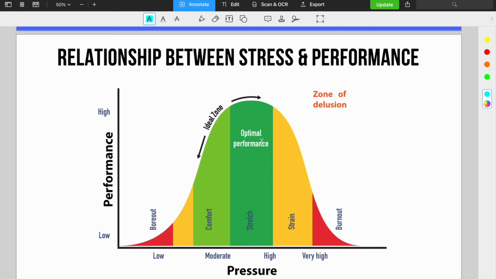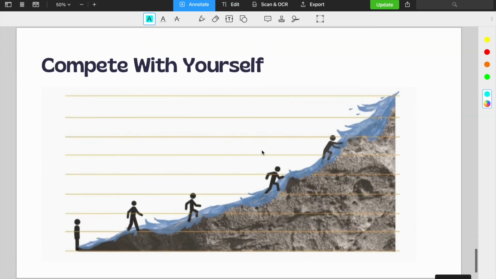So how do you combat this? How do you prevent really high levels of stress? The right preparation, okay? And that means doing exams under time pressured conditions. So try to find opportunities to do trial tests. If you find any resources, try to do them under timed conditions, okay? And also compete with yourself.